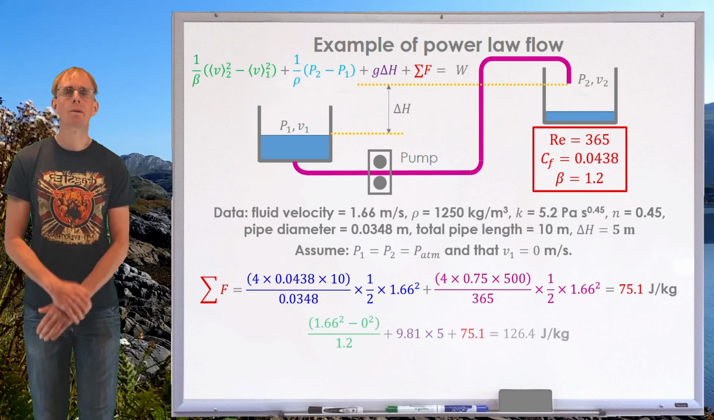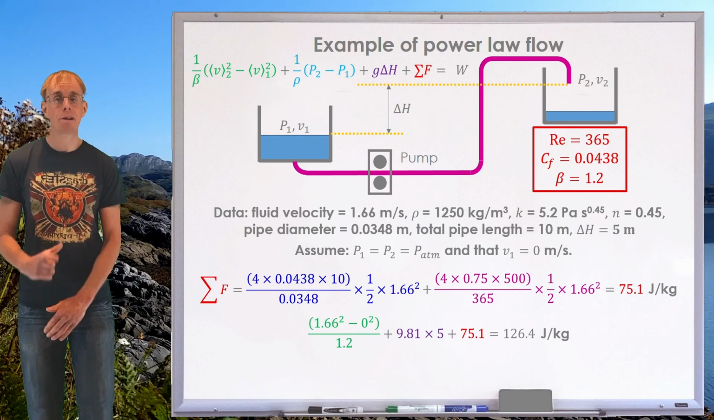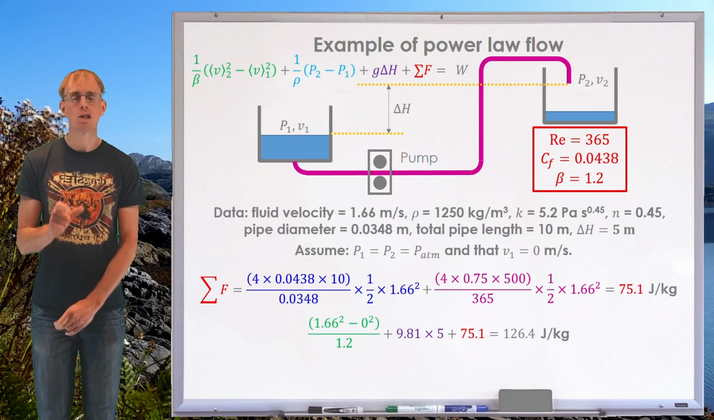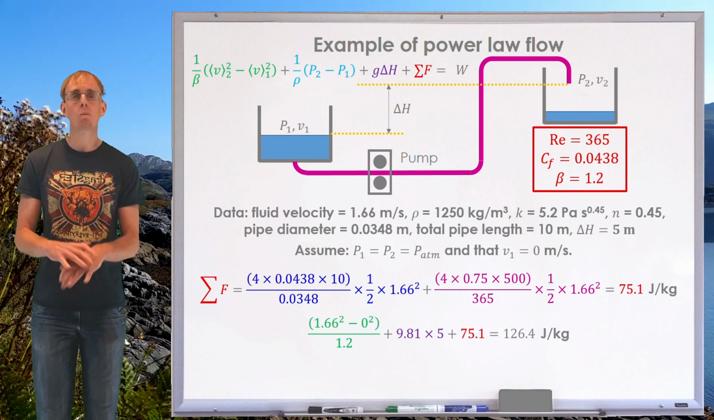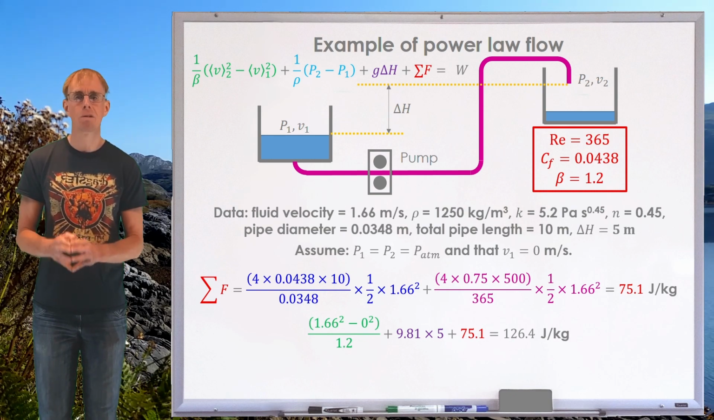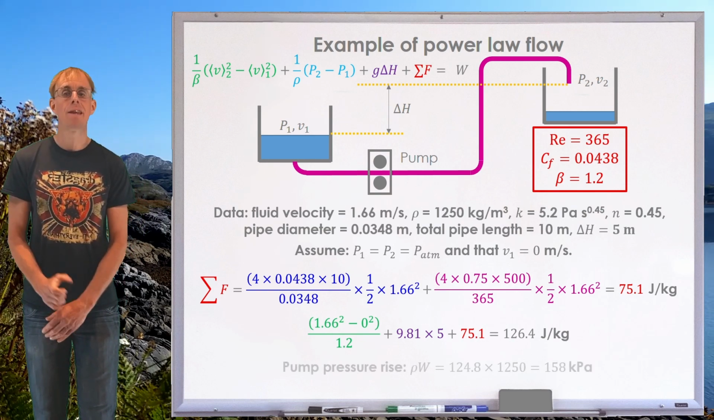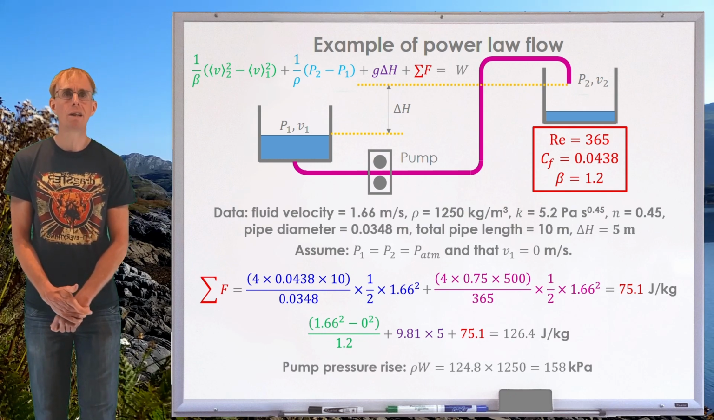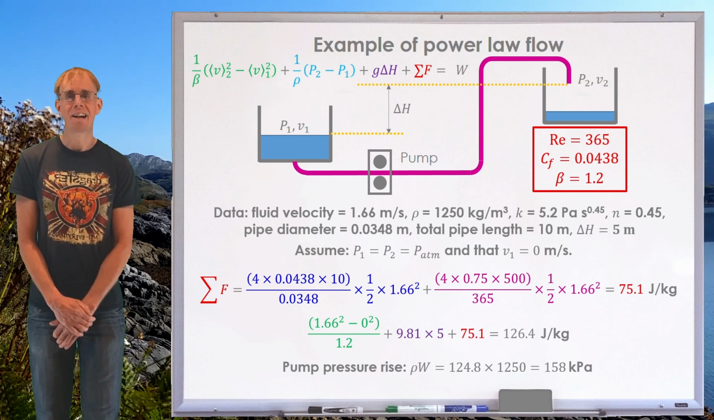So let's evaluate the remaining terms in this equation. Kinetic energy change, 1.66 squared minus 0 squared over 1.2. Elevation change for potential energy, 5 times 9.81. And then our frictional losses come as 75.1. So the total work required to make this flow possible is 126.4 joules per kilo. Multiplying that up by density, that gives us a calculation for the pressure rise across the pump, which is going to be 158 kPa, or about 1.6 bar. So there you have it.